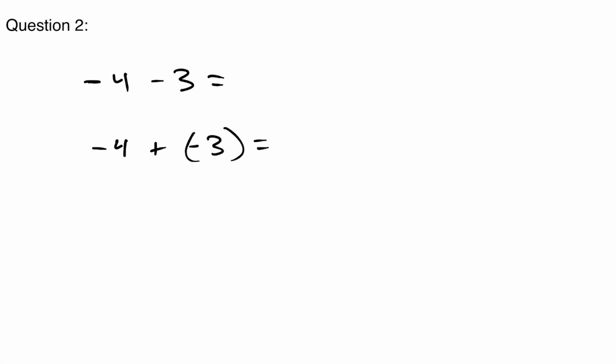Now if we begin with negative 4 and we add negative 3, we're making the negative 4 more negative. So negative 4 and adding 3 negatives to it is going to give us negative 7. And that's our final answer.